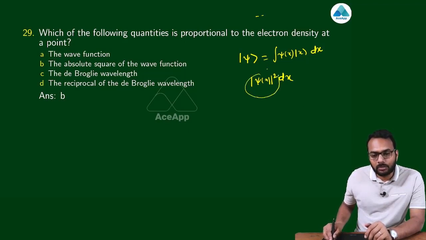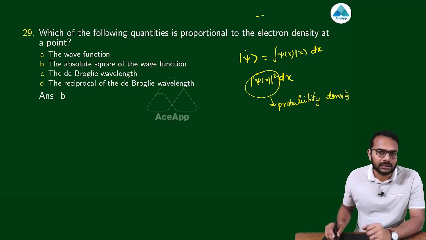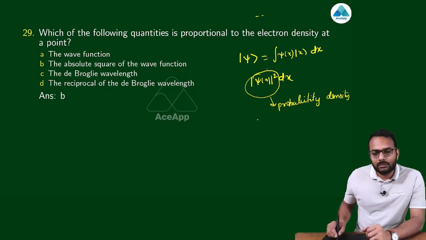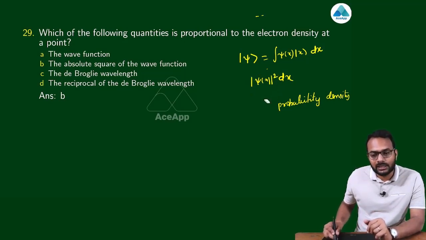The quantity modulus of psi of x squared, dx, gives the probability, and this is called the probability density. This is another Schrodinger concept. Consider the electron density at a point, the number of electrons at a point or in the interval x and x plus dx, and the number of particles. Now, the probability of finding the particles relates to the total number of particles, or the total number per unit volume.